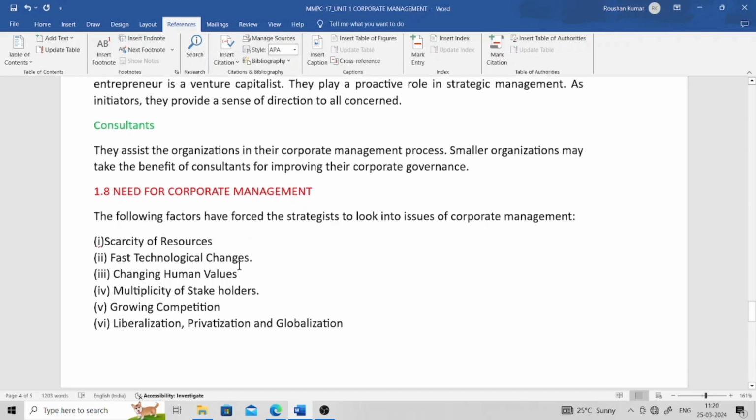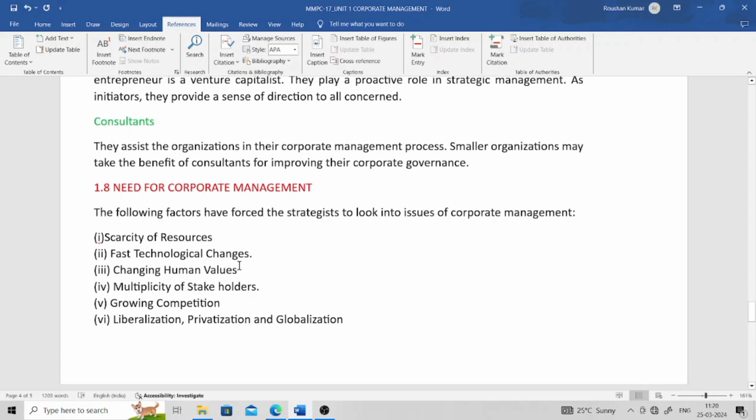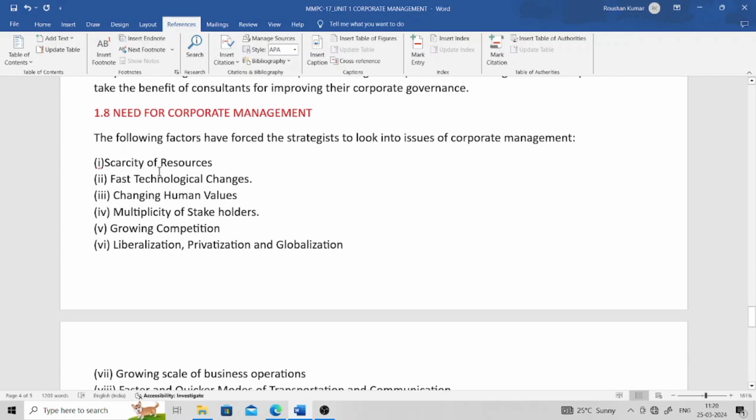Next you have the need for corporate management. The first is the scarcity of resources. Since there is always scarcity of resources in any organization, corporate management is very important. Then fast technological changes. Technology is changing very rapidly, so management should always keep on changing according to the changes in the environment.